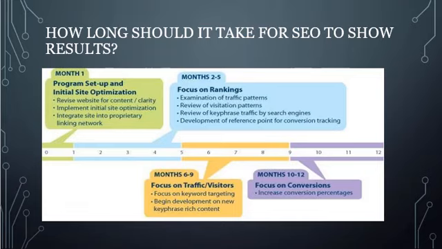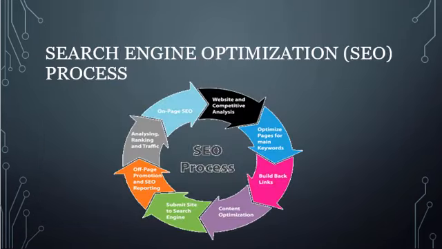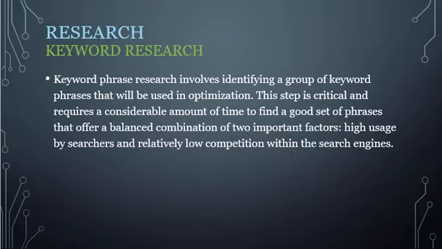Then at last, in between 10 to 12 months, it focuses finally on the conversions, which increase the conversion percentages. Now let's have a look at the search engine optimization process. Here we will learn about the website and competitive analysis, optimizing pages for main keywords, building backlinks, content optimization, submitting the site to search engines, off-page promotion, and search engine optimization reporting, analyzing ranking and traffic, then on-page search engine optimization, and website and competitive analysis.